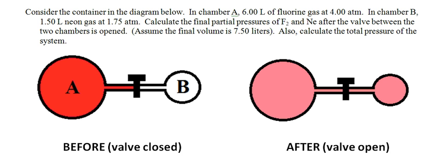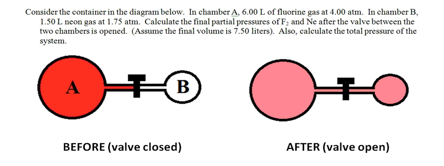This question says, consider the container in the diagram below. Actually, look at the diagram to the left initially. In chamber A, 6 liters of fluorine gas at 4 atmospheres, and in chamber B, we have 1.5 liters of neon gas at 1.75 atmospheres. The question is, calculate the partial pressure of the fluorine and the neon after the valve between the two chambers is opened. Assume the final volume of the two chambers combined is 7.5 liters. Also, calculate the total pressure of the system.